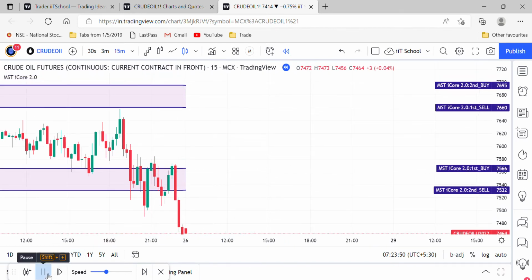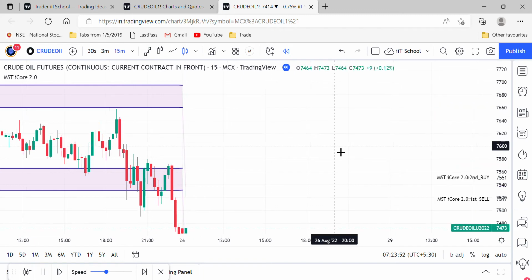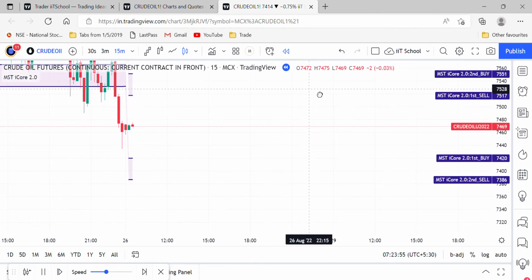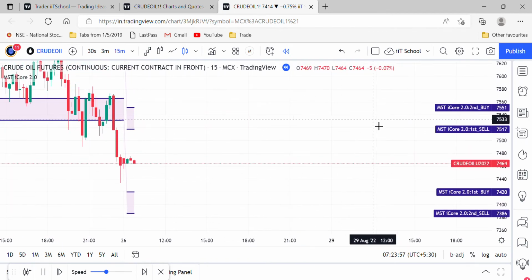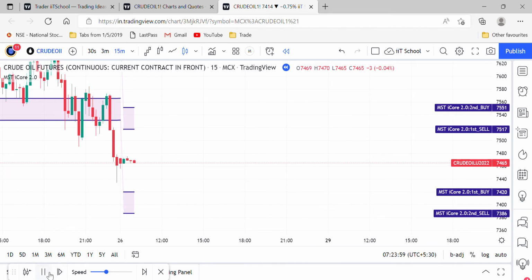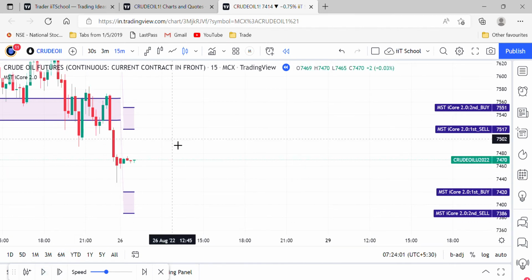So assume that the market has just started now. Immediately after the market has opened, we got 4 lines formed here. You could see here, top line 2 lines, bottom line 2 lines.